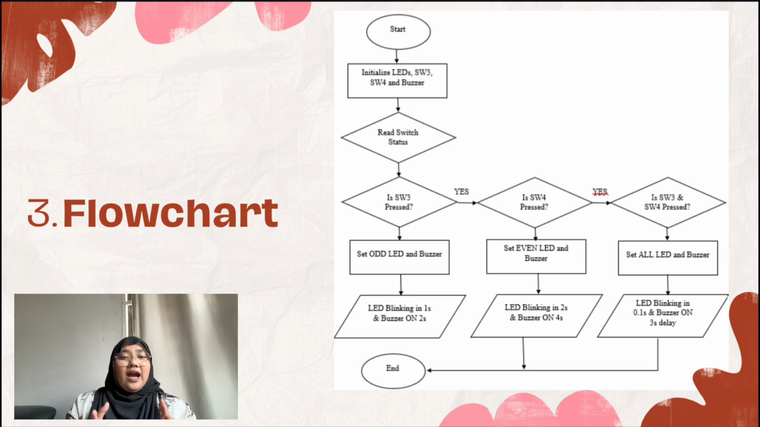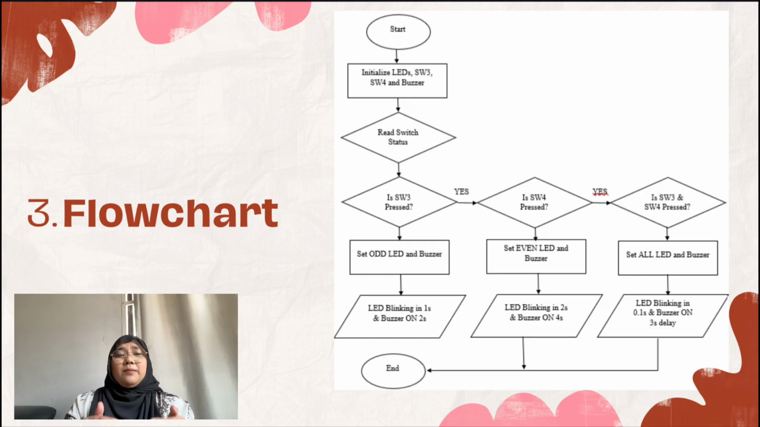This is where the RP2350 configures which pins are doing what. So it sets our 8 LED and the buzzer as outputs and configures Switch 3 and Switch 4 as digital inputs with internal pull-up. Once that's out of the way, the microcontroller enters a continuous polling loop. It is constantly monitoring the logic state of both switches, looking for changes.